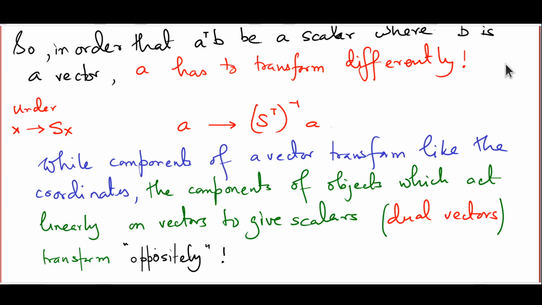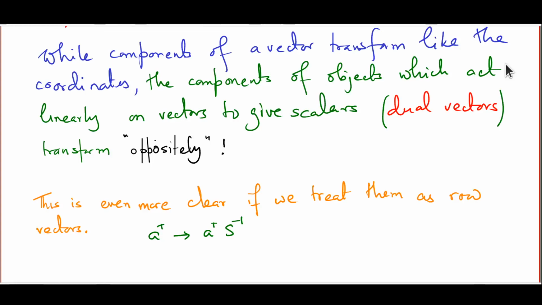A goes to S transpose inverse A. Now this looks rather ugly, but it becomes neater and actually justifies the term oppositely much better if you were to think about A slightly differently. The reason why this transformation rule looks so ugly is that we are thinking of A as a column vector. Whereas, since A's role is to give a number out of a column vector, that is B, it's much better actually to think of this as a row vector. In which case, of course, you will not have to transpose it first to make it act on B. You could just say A acts on B.